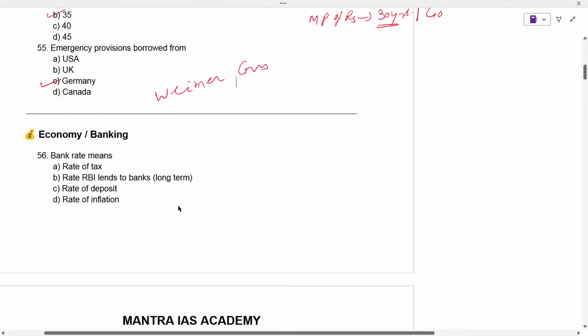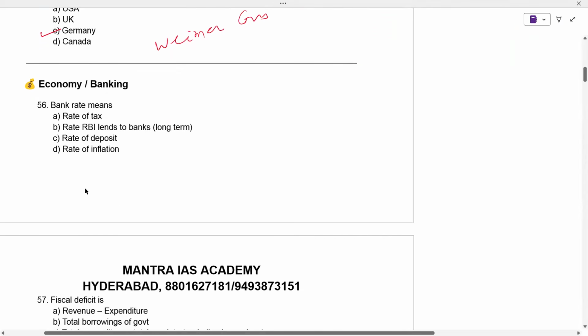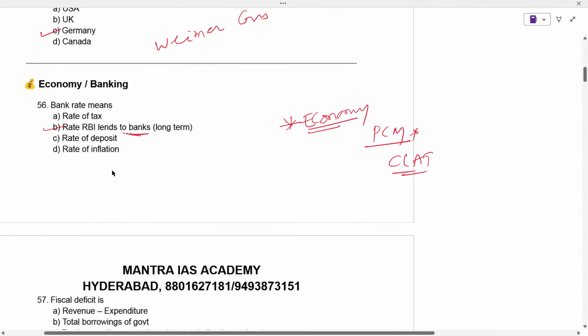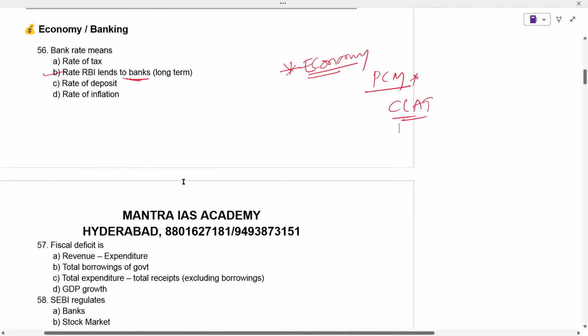Now the economy and banking questions here, beta. Bank rate means, option A, rate of tax. B, rate RBI lends to banks, that's long term. C is rate of deposit, D, rate of inflation. Beta, bank rate is nothing but the rate at which RBI lends to our commercial banks, right? If you go to the banking system, you will get maximum information. And of course, in our economy program this will be taught in a wonderful style, right? We have individual modules also. Our PCM program, Prelims Cum Mains program, and CLAT, any program if you join, it will be explained wonderfully. But the answer for this question is B, my dear.